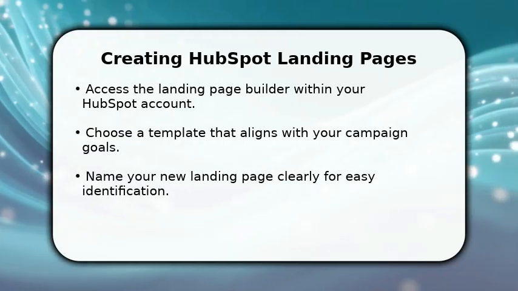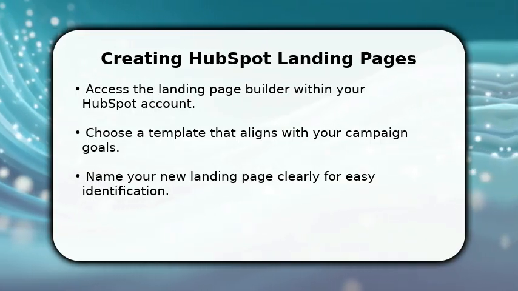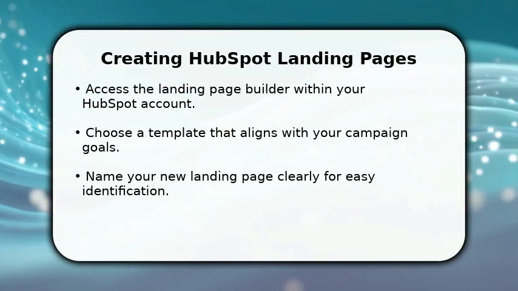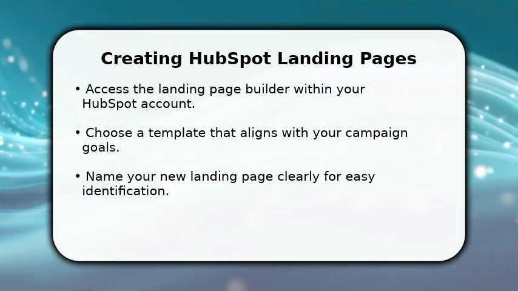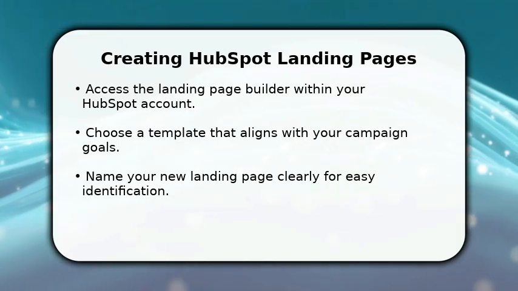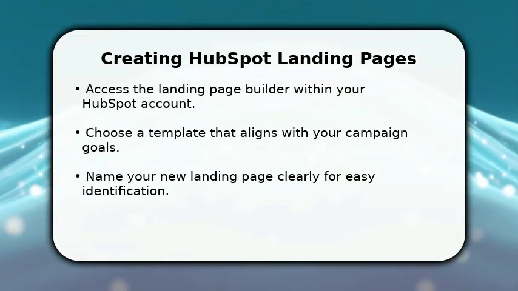In this video, I will explain how to make a landing page in HubSpot. First, navigate to the Marketing tab in your HubSpot portal, then select Landing Pages under Website. Click Create Landing Page to begin. You'll then choose from a variety of templates, so pick one that best suits your campaign's purpose. Give your page a descriptive name for easy organization later on.